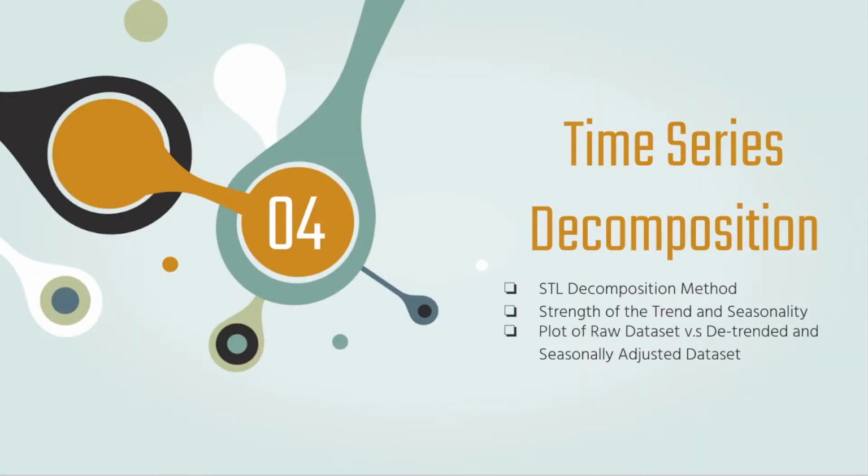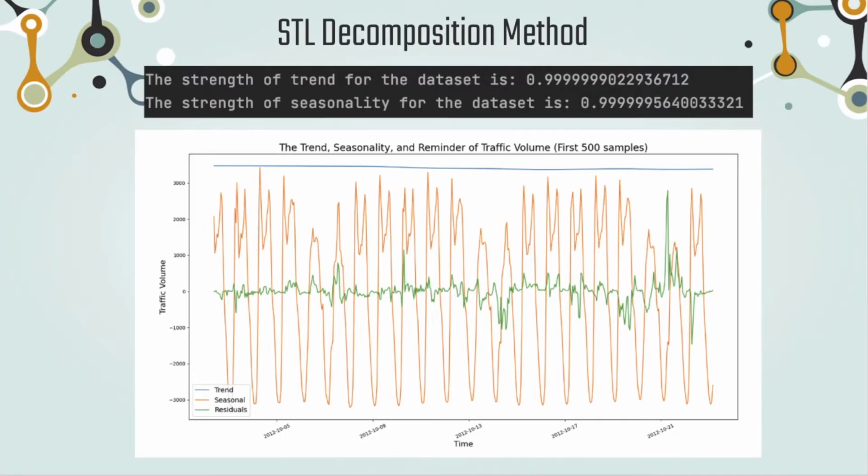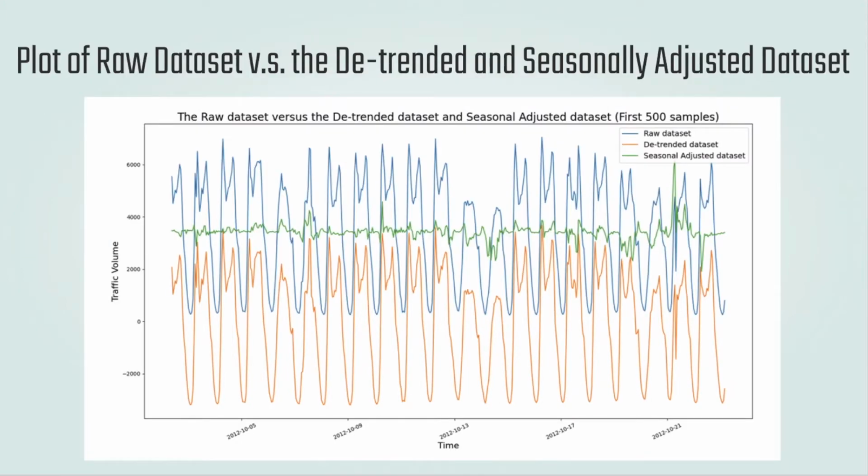Then I'm going to do the time series decomposition by using the STL decomposition method to see how strong the trend and the seasonality are. Also plots of the raw data versus the trend and the seasonally adjusted datasets. This dataset has a strong constant trend and strong seasonality, which does not go well with the level. Here is the plot of the raw dataset, the trend dataset, and the seasonally adjusted dataset.